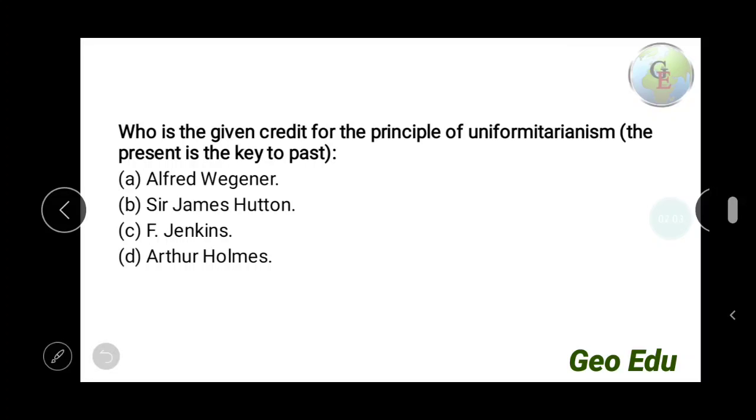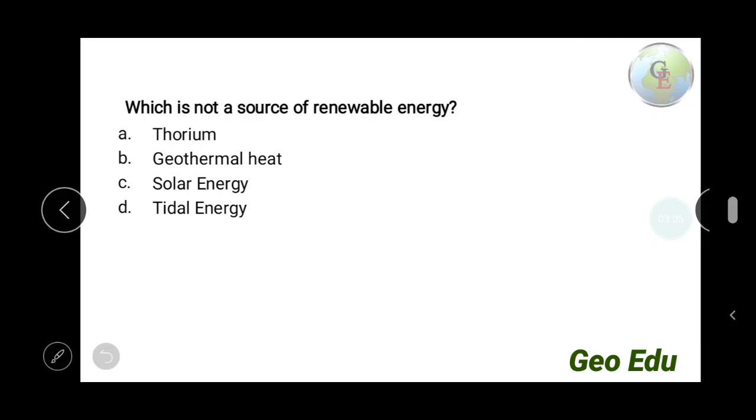Hutton gave the principle of uniformitarianism, that is, the present is the key to the past. Alfred Wegener gave the continental drift hypothesis. Francis F. Jenkins is not a geologist; he's a famous person, maybe in some business. Arthur Holmes is a famous geologist who gave the idea of radiometric dating of minerals, and also the idea of mechanical and thermal implication of mantle convection, because of which plate tectonics arises. So James Hutton is a great British geologist, and here the answer will be James Hutton.